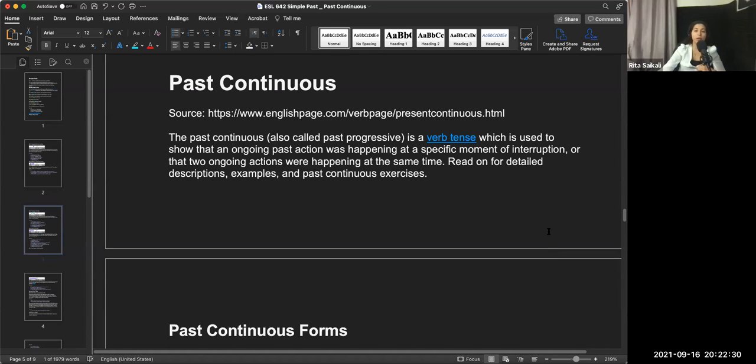So now, everyone, we are going to learn about the past continuous, which is also known as past progressive. It is a verb tense which is used to show that an ongoing past action happened at a specific moment in time, but was interrupted by something else.